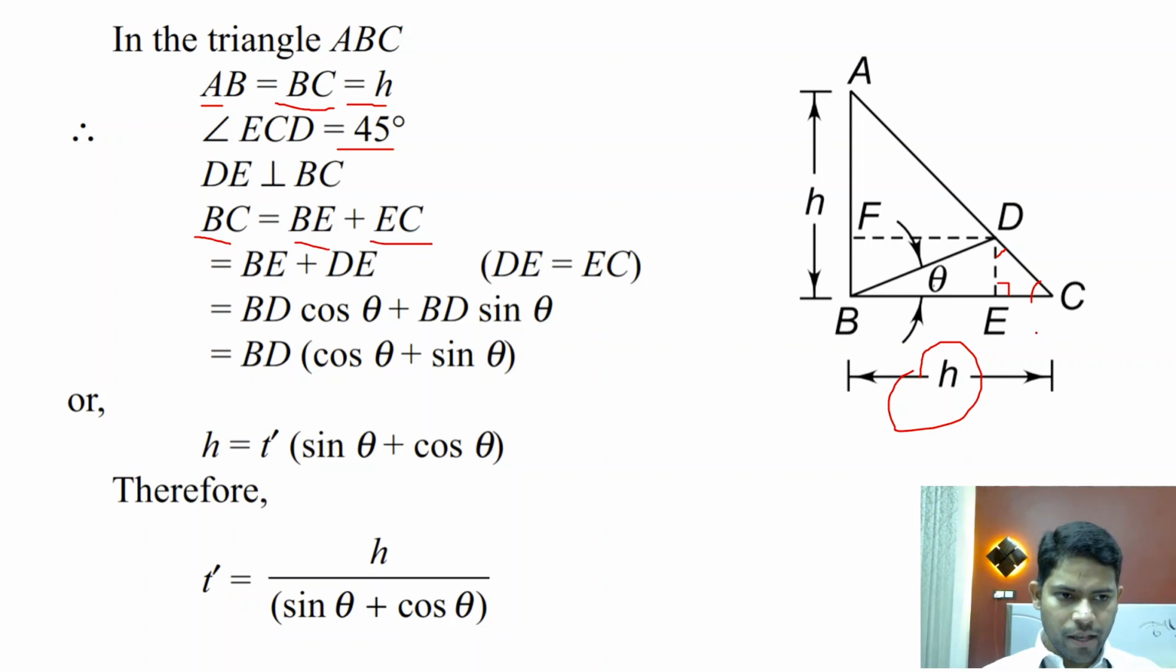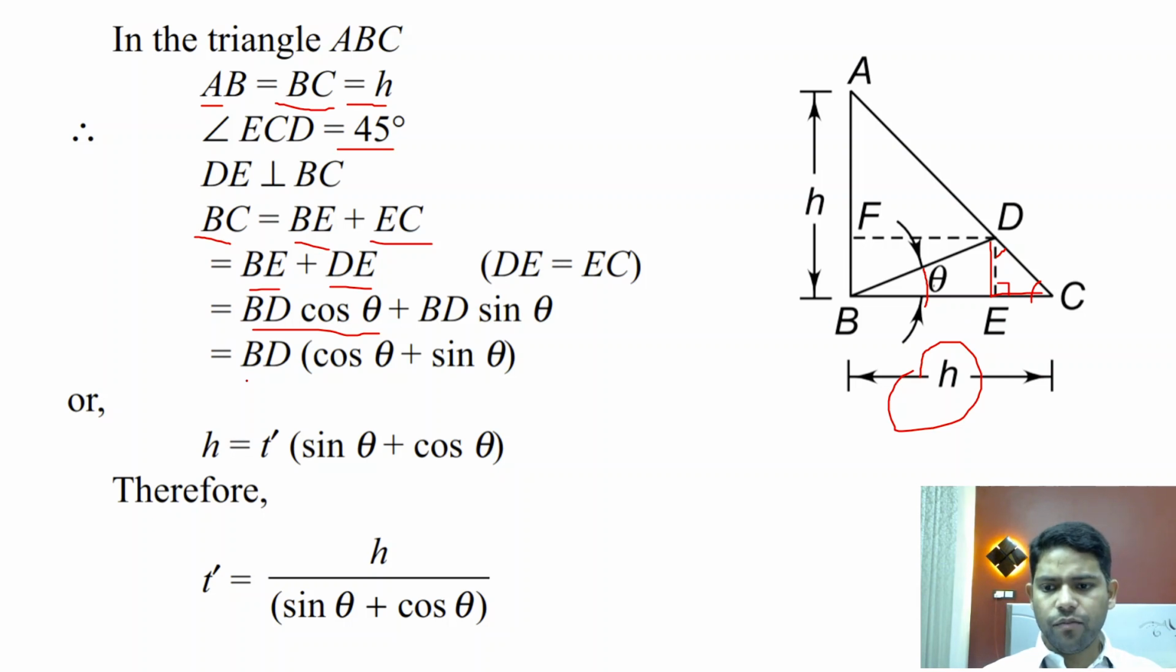Now since angle D is equal to angle C, which makes triangle DEC an isosceles right angle triangle, that's why your leg dimension H is equal to BE plus DE. We have written DE in place of EC because these two lengths are equal. Now BE can be written as BD cos theta because this angle is theta, and likewise your DE is BD sin theta.